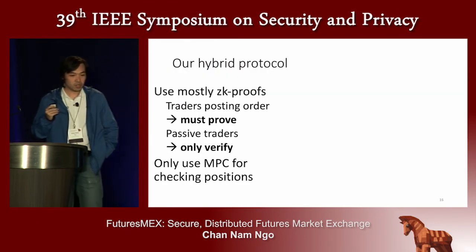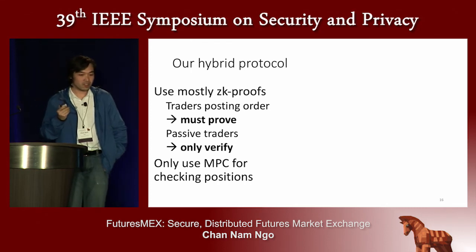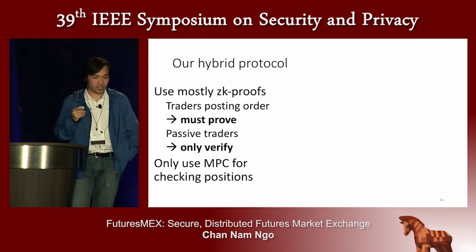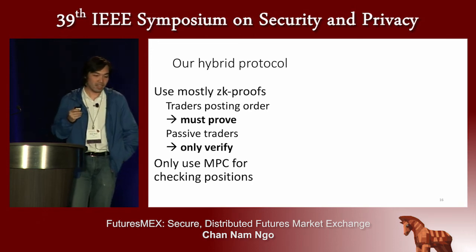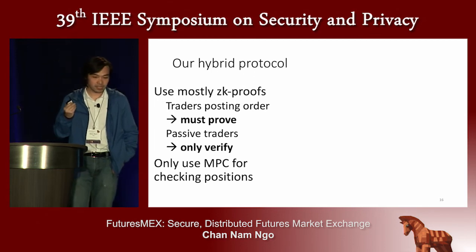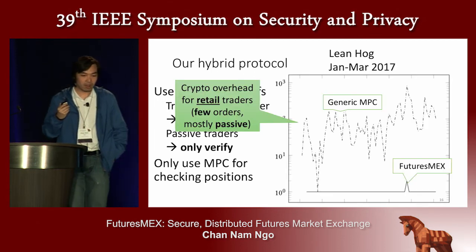So in our protocol, we use mostly zero-knowledge proof. The traders posting orders must prove their valid action, but the passive traders only need to verify, and they only participate equally in the final checking step using MPC. We confirm this with our simulation.